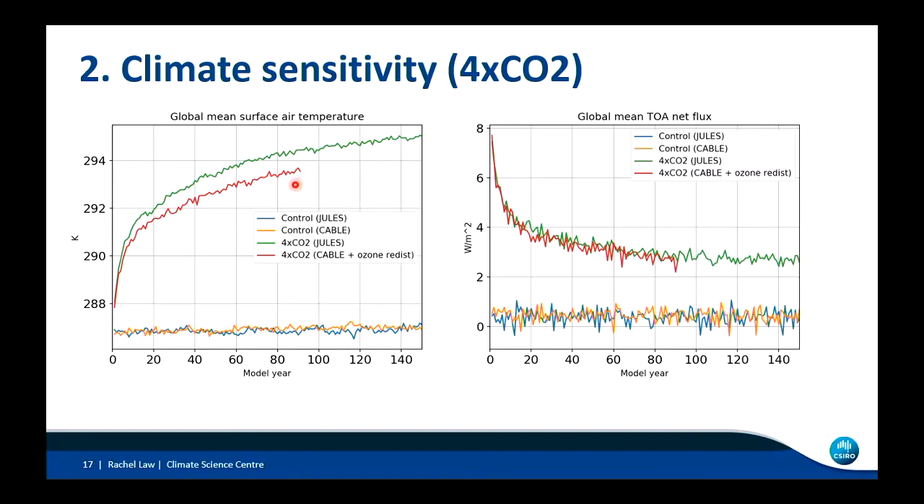our current or close to current ACCESS-CM2 version. So you get a very rapid rise in temperature, which then starts to slow down its increase as you go on in time. These are typically run out to about 150 years, so we haven't quite got there yet. You have a change in the top of atmosphere net flux, so a very large perturbation to start off with, which then starts to decay away.